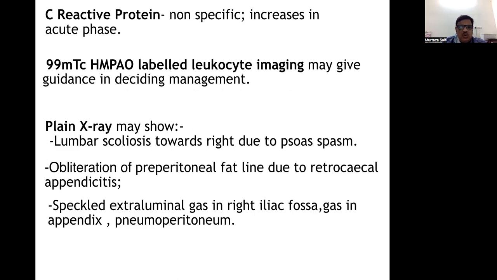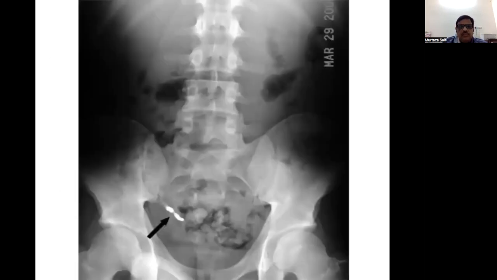Plain X-ray may show lumbar scoliosis to the right due to psoas spasm, obliteration of the preperitoneal fat line, retrocecal appendicitis, speckled extraluminal gas in the right iliac fossa, gas in the appendix, and pneumoperitoneum when perforated. This is showing an X-ray showing the appendix.